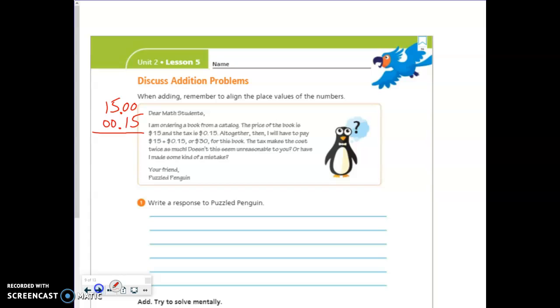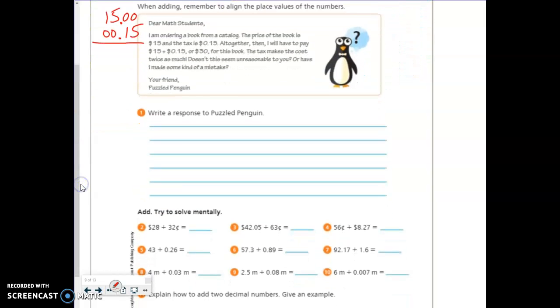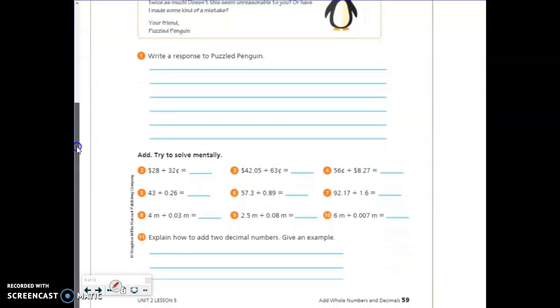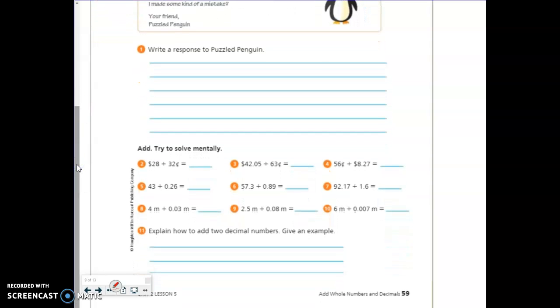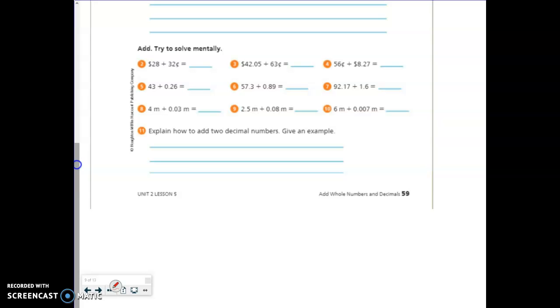So keeping straight when a number is just a whole number, keeping straight where that decimal point is, and for me, fifth grade students, I just get in the habit of writing that decimal point at the end of my whole numbers in this chapter, in this unit, for the simple fact that then it reminds me that I need to make sure that I line these things up. All right? So our response to Puzzle Penguin in that situation would be just to make sure that you are adding those place values together correctly.